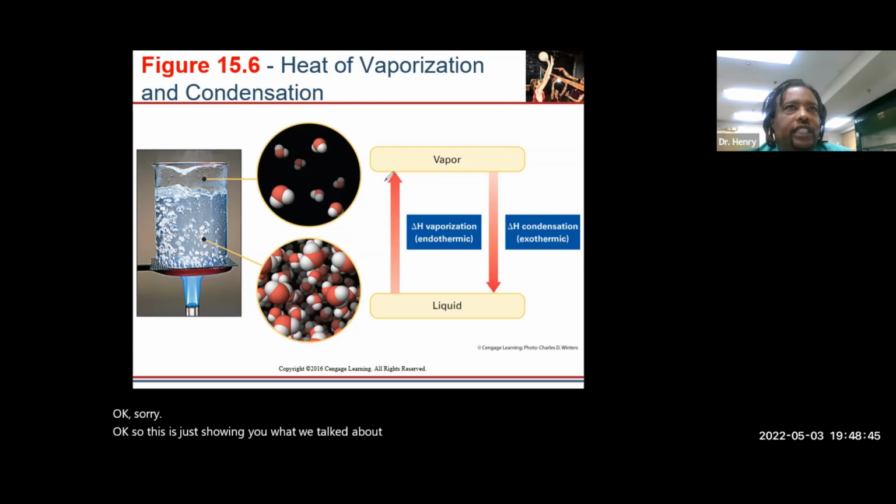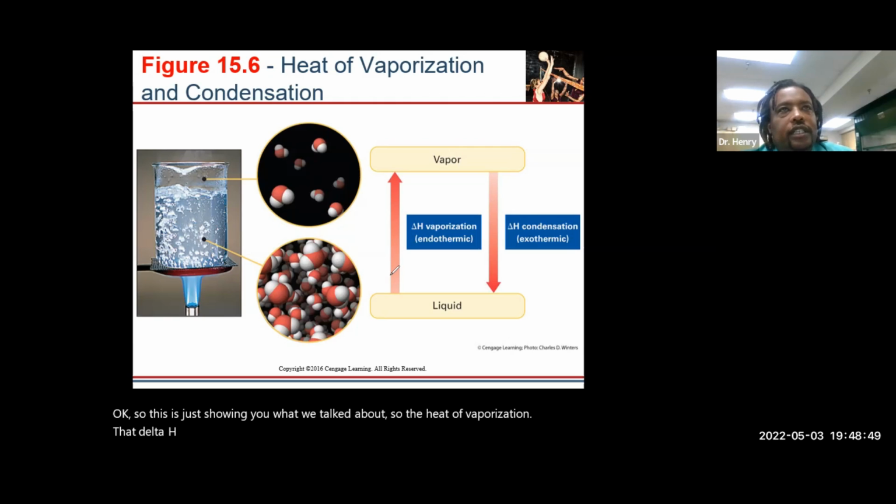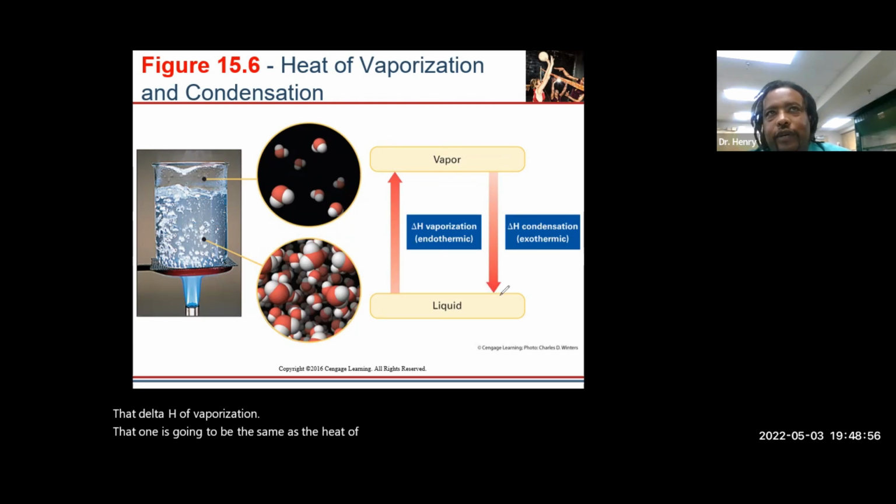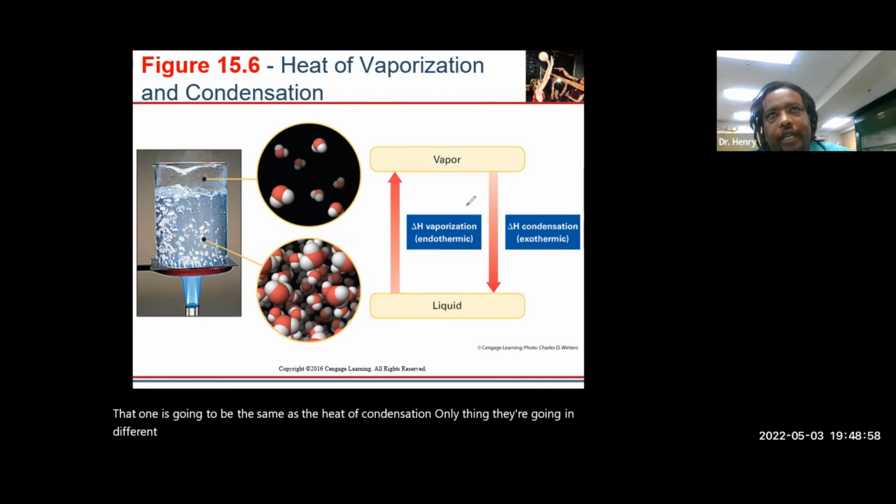Okay, so this is just showing you what we talked about. The heat of vaporization, delta H of vaporization, is going to be the same as the heat of condensation. The only thing is, they're going in different directions. One is going to be endothermic, one is going to be exothermic. Make sense?